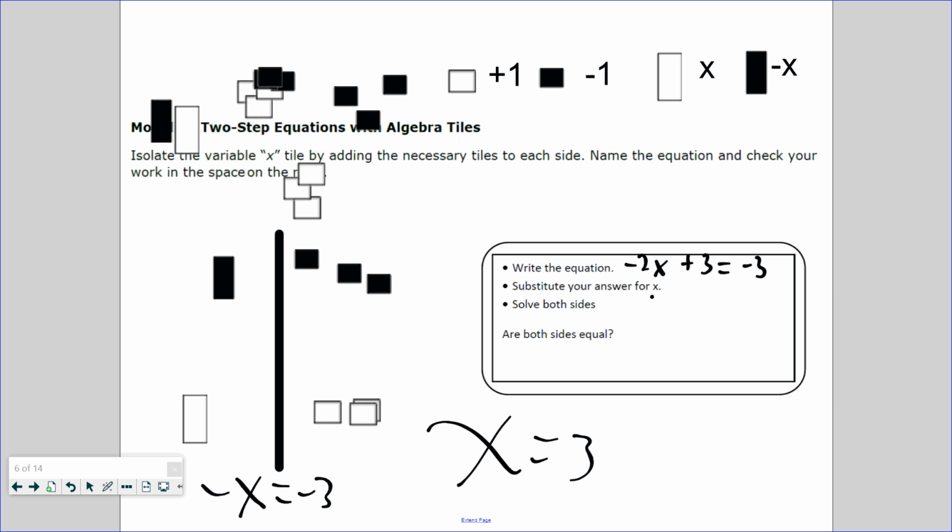So let's check our work. -2 times 3 plus 3 equals -3. Let's solve both sides. -2 times 3 is -6, plus 3 equals -3. And -3 equals -3. Check mark.